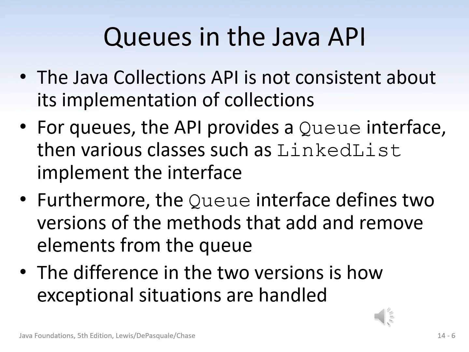The Java Collections API isn't consistent about implementing collections. For queues, the API provides an interface, the Queue interface. Then various classes, for example, LinkedList, are used to implement the interface. The Queue interface defines two versions of the methods that add and remove elements from the queue. The difference in those versions is how specific situations are handled, which we will drill down on in this lecture.